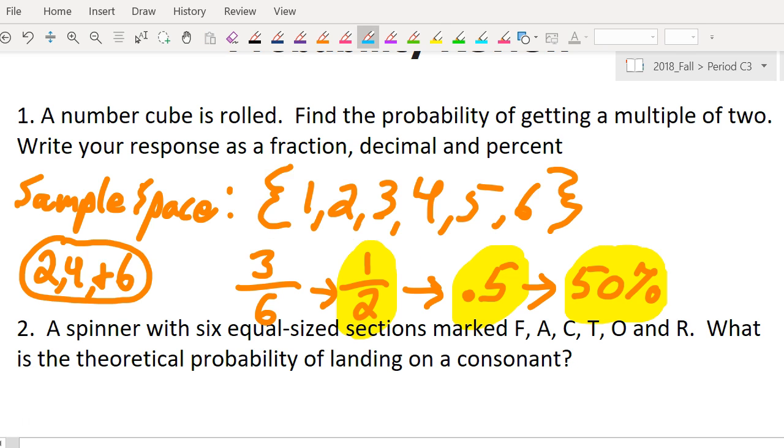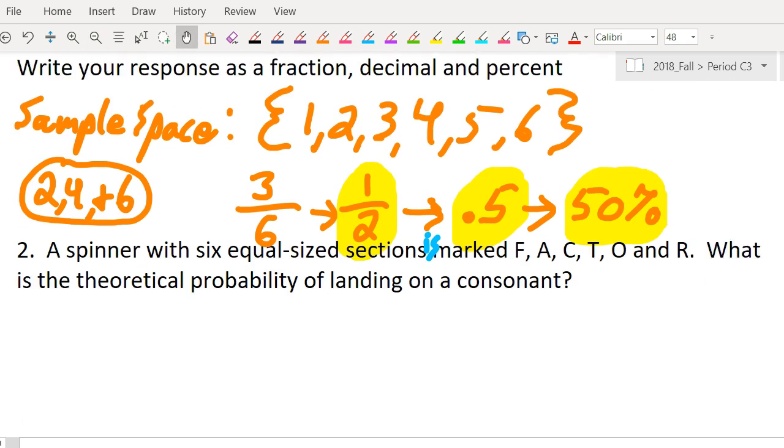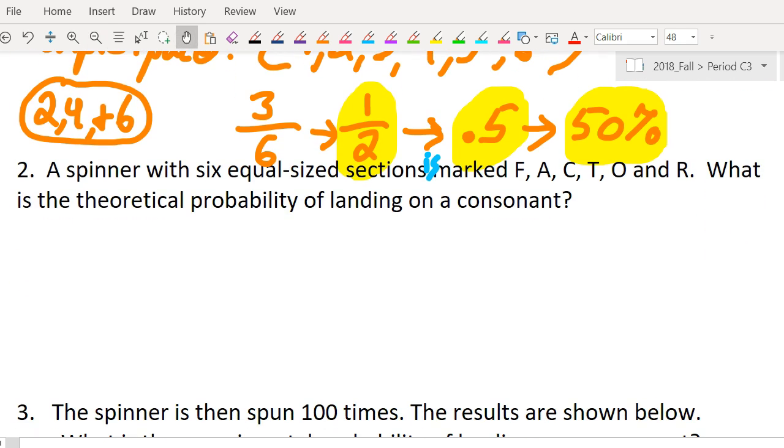Okay, a spinner with 6 equal-sized sections, marked FACTOR. What is the... So that should have an "is" there, shouldn't it? Is marked FACTOR. What is the theoretical probability of landing on a consonant? No, it should say "is marked" because it says a spinner with 6 equal-sized sections. Yes, it should. A spinner with 6 equal-sized sections is marked.